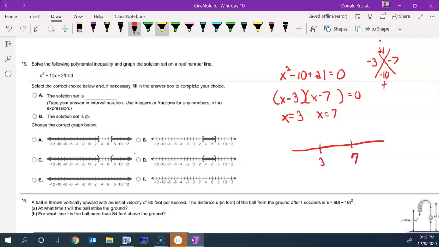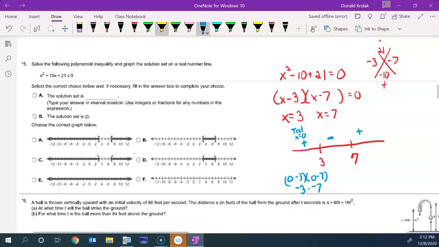All right, now I'm going to pick a number from this interval. So, for example, a number that is to the left of 3, like 0. When I plug 0 into x minus 3 times x minus 7, I'm going to get negative 3 times negative 7. That's positive. Which then tells me this is negative and that's positive.